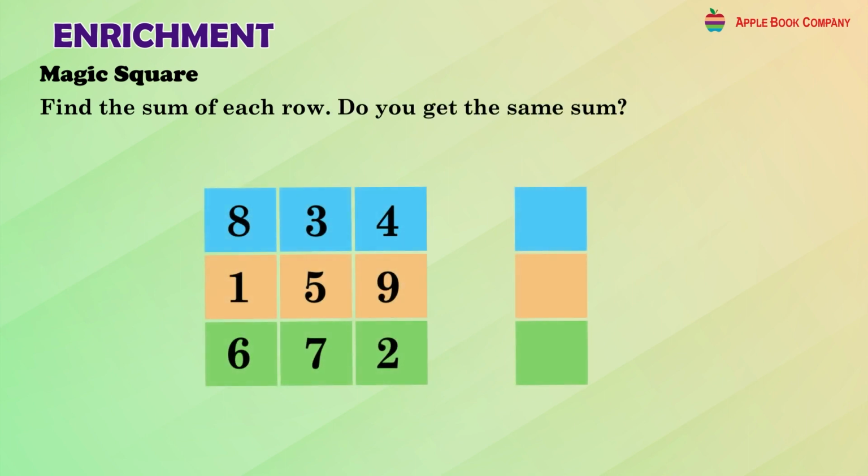Enrichment. Let us understand the magic square. Now, find the sum of each row. Do you get the same sum? 8, 3 and 4. When you add them, it is 15. 1 plus 5 plus 9 gives us 15. 6 plus 7 plus 2 gives us also 15.